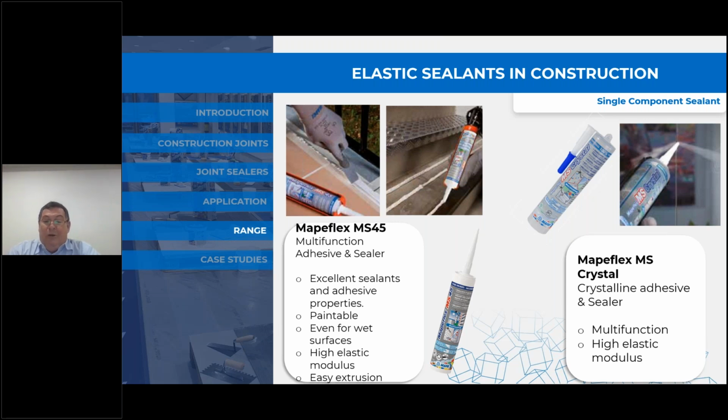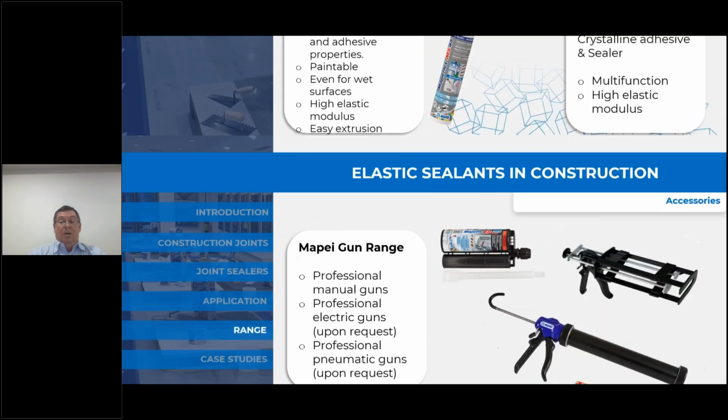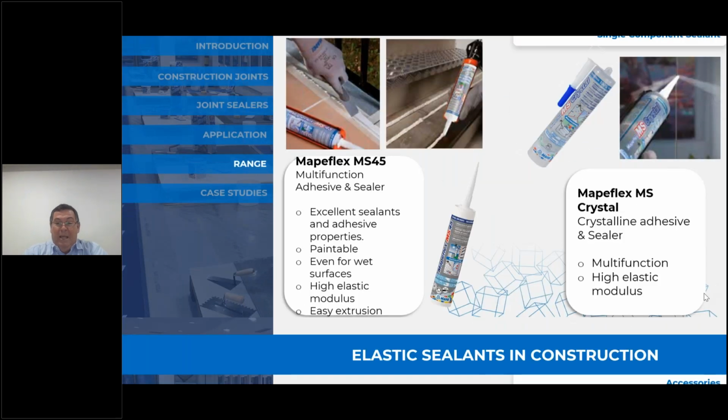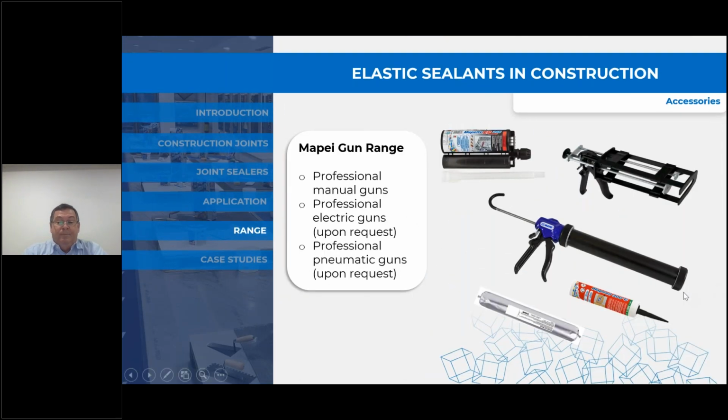Interestingly, it also comes in a crystal clear version, so it's almost invisible when applied on a mirror or between glass and those sorts of things. So again, very multifunctional and a highly elastic modulus material. There's a range of guns to apply the materials. These are necessary accessories that are used for the application of the joint sealants.